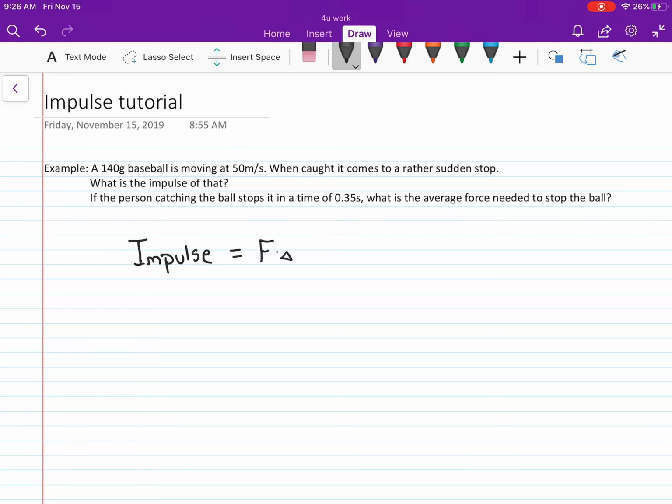Impulse is force multiplied by time, or impulse could be the change in momentum. Depending what's given in the question, you'll either use the force versus time thing or the change in momentum thing.